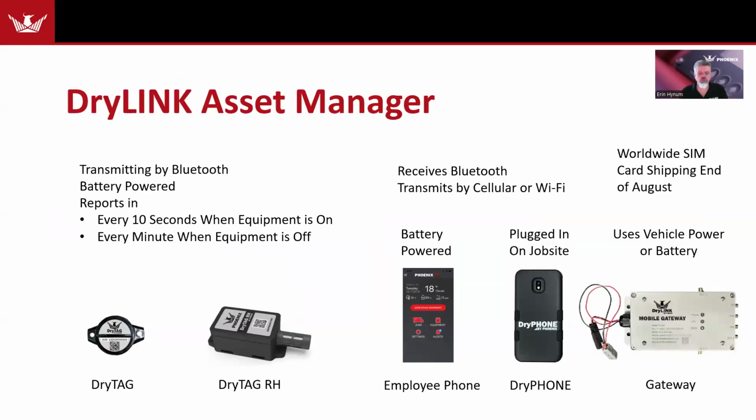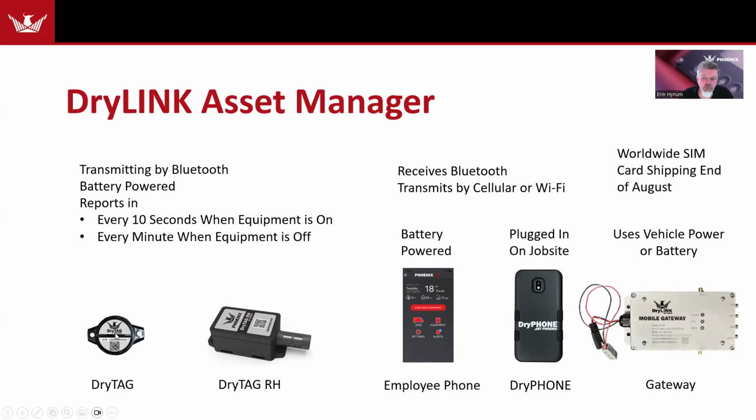Okay, for the system overview, this just shows you that you need something that's transmitting a signal, and that is this DryTag, and also DryTag RH. This would be an asset tracking beacon that does temp and RH. You would put this on a non-smart dehumidifier if what you're trying to do is eventually get readings. Otherwise, if you're just doing asset tracking, you can go with the DryTag.